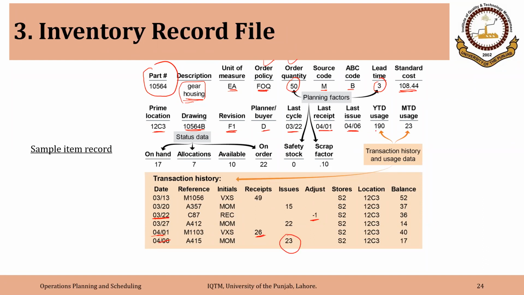Year to date usage has been 190. Till 6th April, we have used 190 gear housings, and this month, we have used 23 housings. The on-hand inventory is 17. 7 items have been allocated, so the balance is 10.